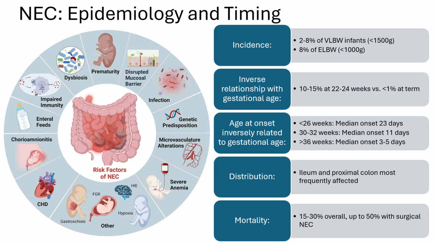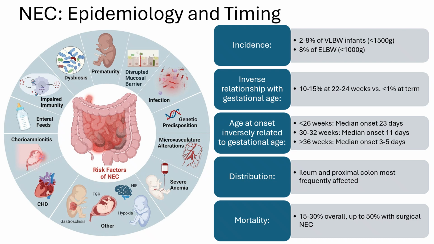The terminal ileum and proximal colon bear the brunt of disease because they represent watershed vascular zones. During stress, hypoxia, hypotension, inflammation, these areas receive the least perfusion, making them most vulnerable to ischemic injury. Mortality statistics underscore NEC severity, 15 to 30% overall mortality climbing to 50% when surgery becomes necessary. Surgical cases represent advanced disease with extensive necrosis and systemic compromise.